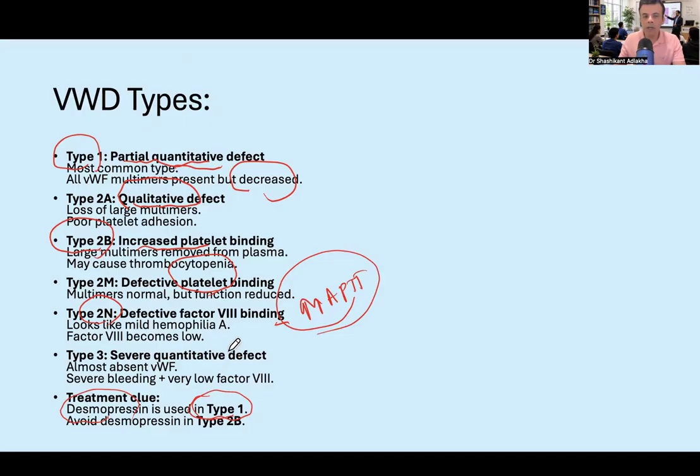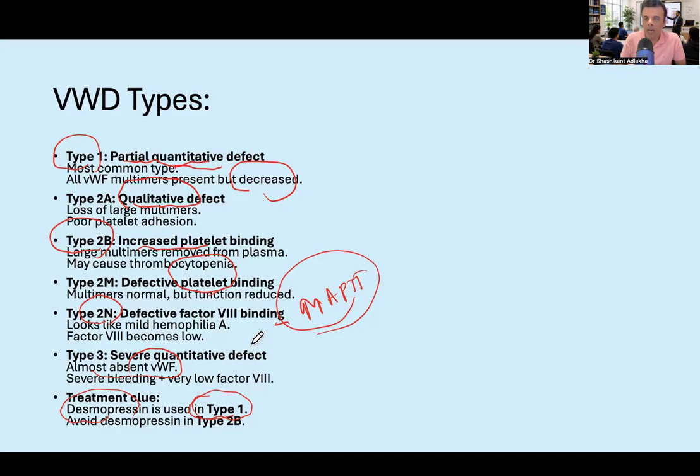Type 3, severe quantitative defect, almost absent von Willebrand factor, very low level of factor 8, maybe severe thrombocytopenia, and a severe rise in APTT. Severe bleeding may be seen because of almost absent von Willebrand factor. Also, if it is given desmopressin, it will be of no use, because the factor is completely absent. So it will not increase the release of von Willebrand factor from the endothelium because it is absent. So what will it release? That's why in type 2B and type 3, desmopressin is generally not indicated.